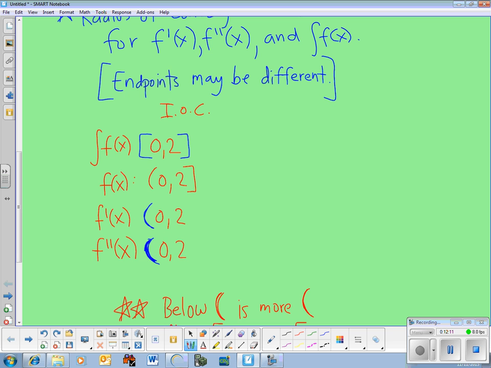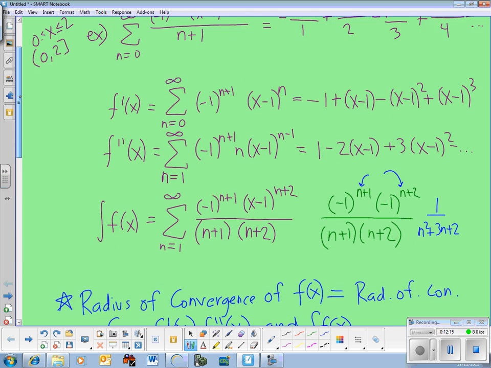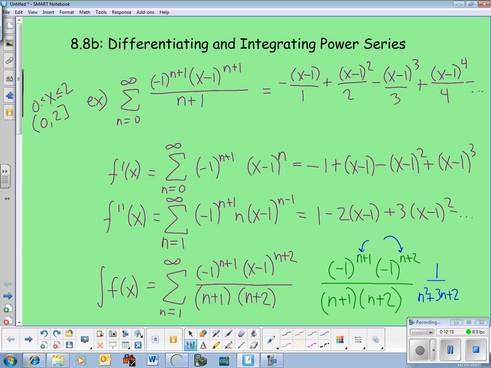Now I need to plug 2 into my derivative. So I'll try to do that quickly. Plug 2 into my derivative. All right, well, here's my derivative right here. I'm going to kind of in the margins plug in 2 and see what happens. Okay, so I get negative 1 to the n plus 1, which makes it alternate. And then I just get 1 to the n. So this series is made up completely of negative 1s.